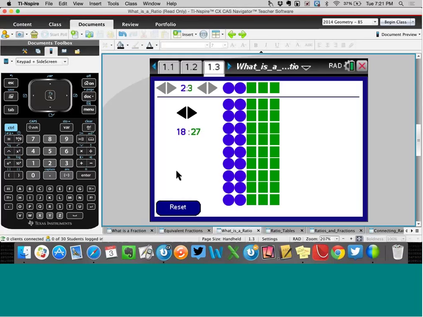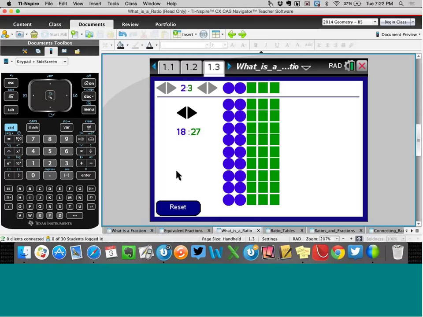Some responses we're seeing come in: there are 2 blues for every 3 greens, 2 of one for every 3 of the other. 2 of one shape is paired with 3 of the other shape. We're seeing multiples of 2 and 3. Great. These are some great thoughts about what it means to say that 2 quantities have or maintain a 2-to-3 ratio.